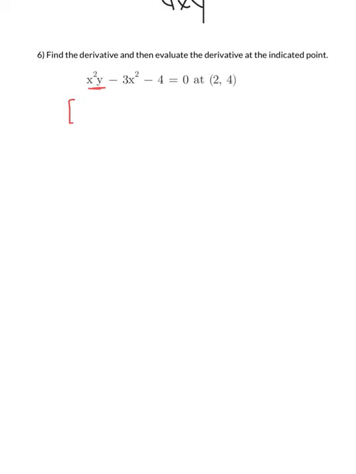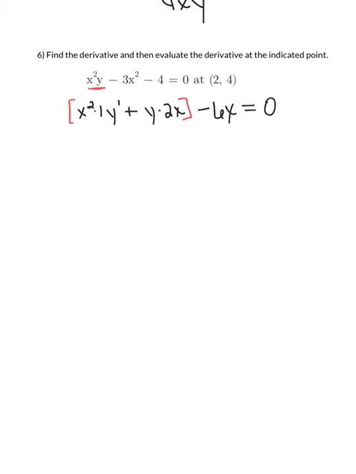So the first is x squared times the derivative of y, which would be 1 y prime, plus the second, y, times the derivative of the first, and the derivative of x squared is 2x. So that's the end of the product rule. Now move on and do the rest of the terms. The derivative of minus 3x squared is going to be minus 6x. Minus 4 is 0, equals 0.